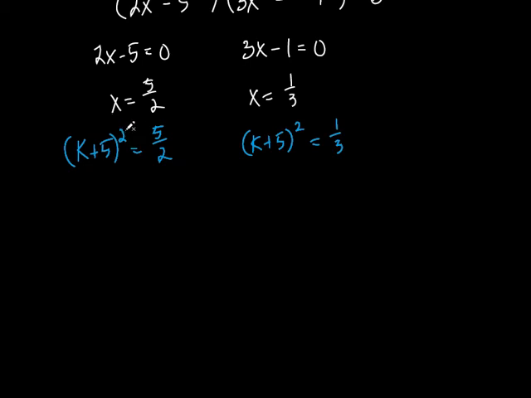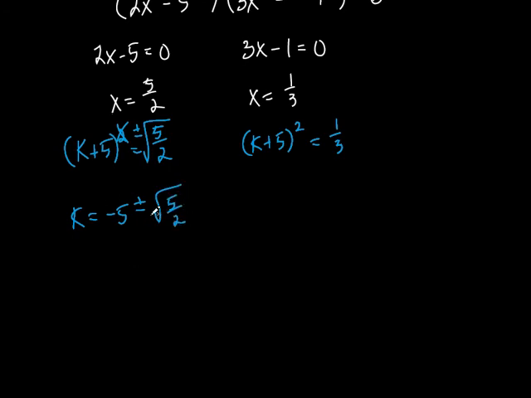What we're going to do right now is get rid of this squared. How do we get rid of a squared? Square root it. That's right. It's going to go away, and then we put a square root over here. Make sure you put a plus or minus. And then we're going to subtract a 5. So k equals negative 5 plus or minus the square root of, let's do it like this, square root of 5 over 2.